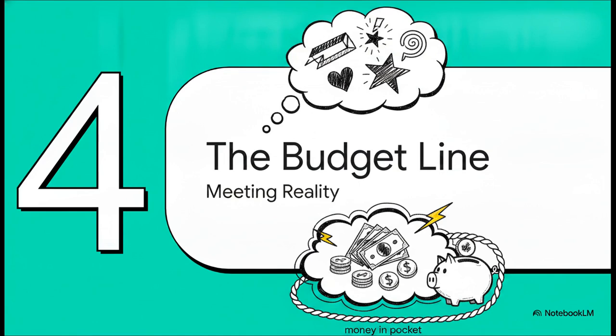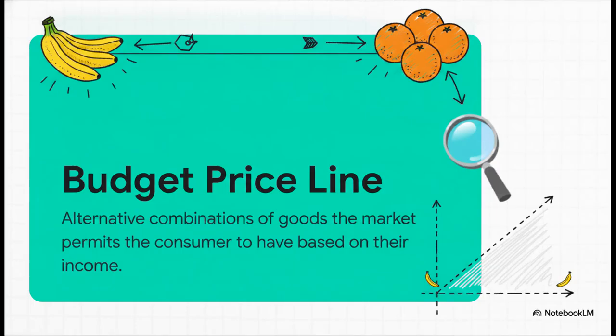Our consumer only has so much money in their pocket. Enter the budget price line. This represents the cold, hard boundary of your purchasing power. If you blow all your cash on bananas, you're stuck at one end of the line. All on oranges, you're at the other. The slope of this line is precisely equal to the ratio of the prices of the 2 commodities. It's strictly what the market allows you to do.